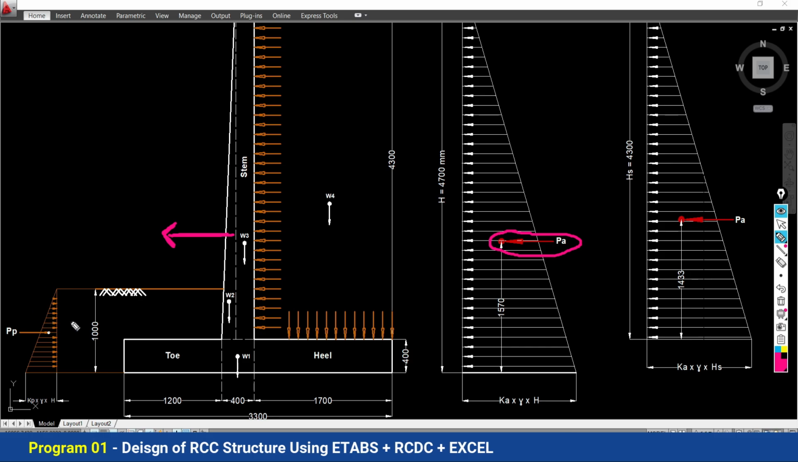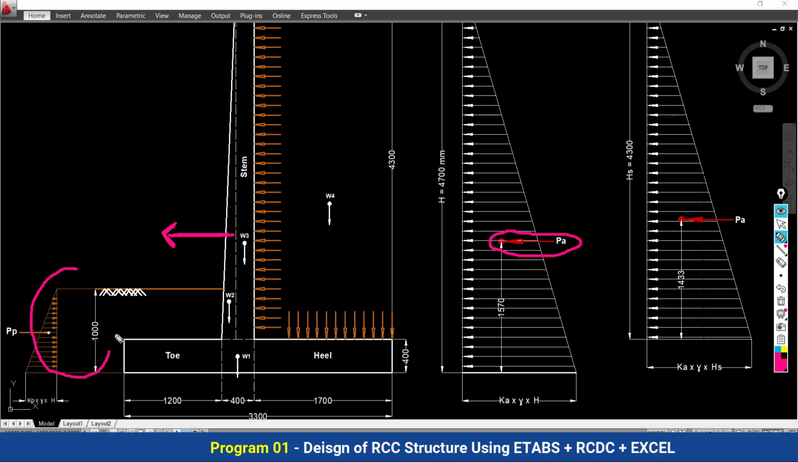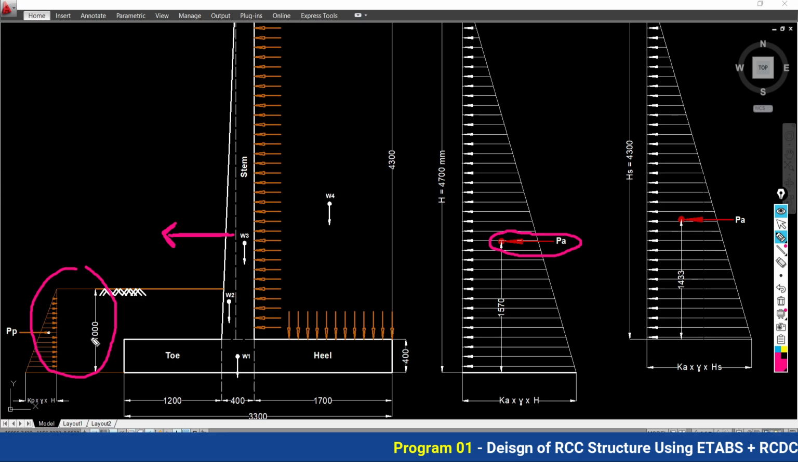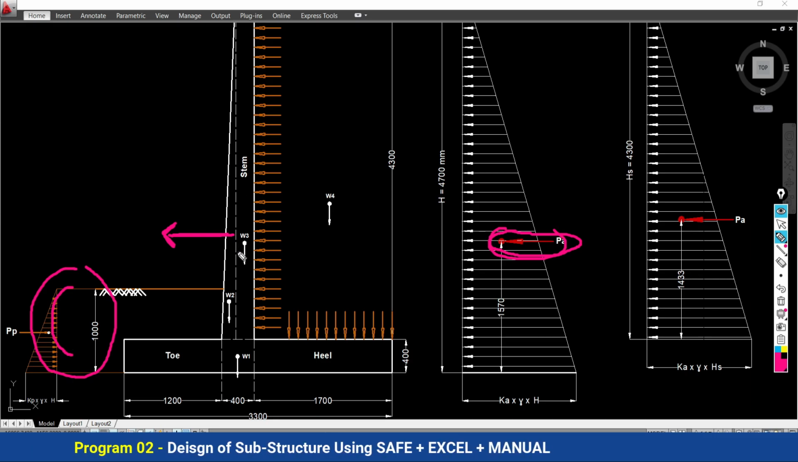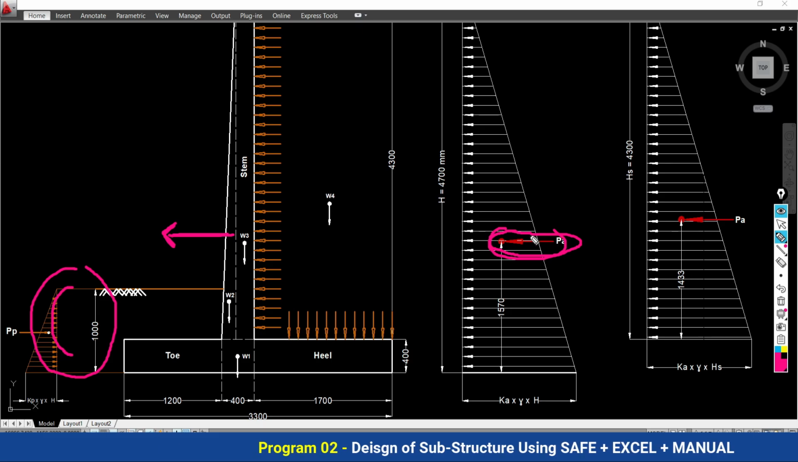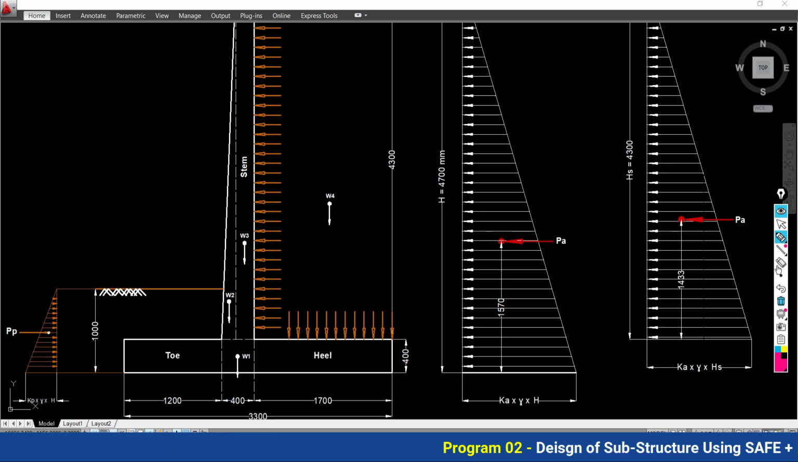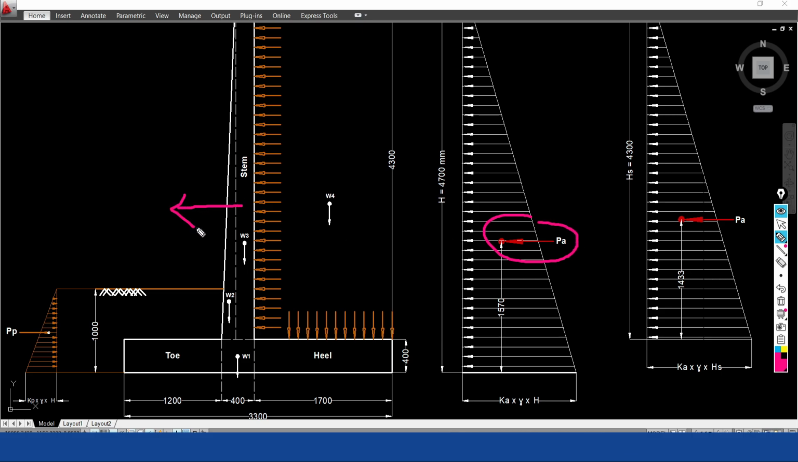No doubt there is soil present on this side also, but as per the codal recommendation, the soil present on this side is no doubt going to resist this lateral load, but we have to ignore this resisting force. We have to consider only the weight of the retaining wall as the resisting intensity to this applied load. So this lateral load will become a cause of lateral instability, meaning the retaining wall is going to be shifted in this direction.